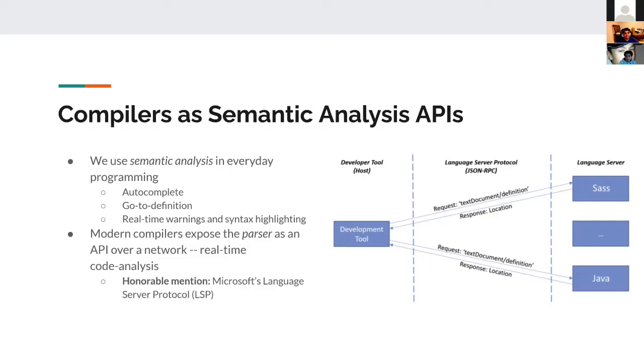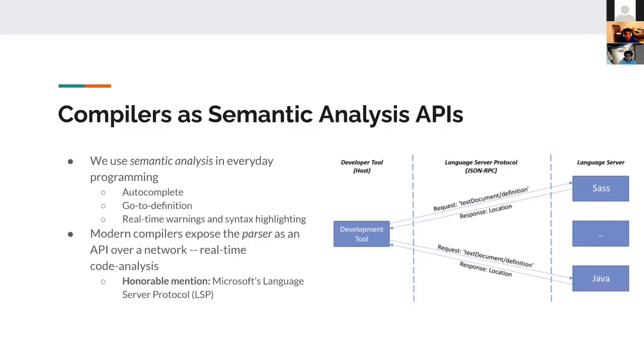Go to definition, like if you've ever been in VS Code or IntelliJ, and you've been able to right click a method call and then go to the implementation of the method. That uses a similar kind of analysis. Same thing with real-time warnings. As you're typing, the IDE or the editor will tell you exactly what's wrong with your code, right?